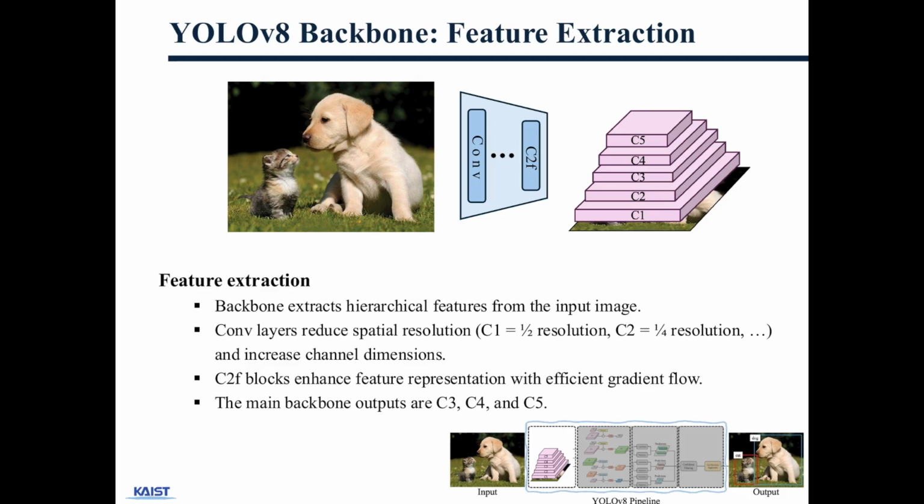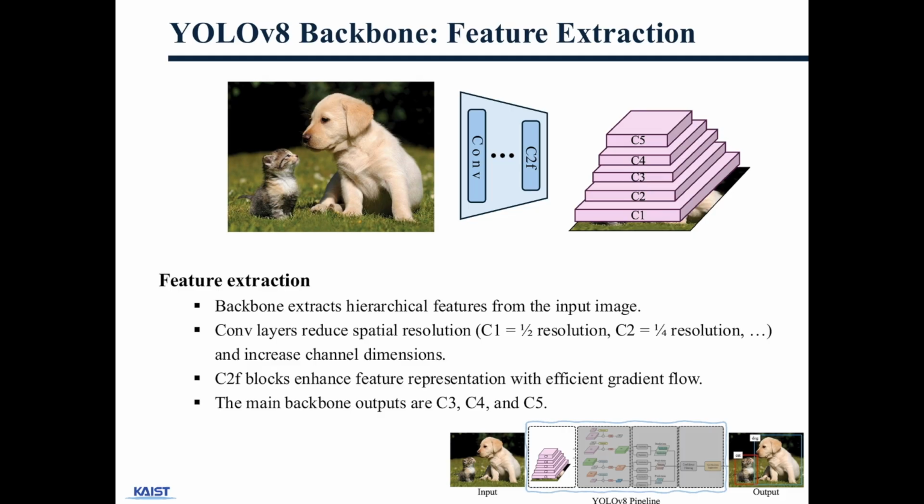In the early layers, convolutional operations capture local patterns, such as edges and simple textures. As we go deeper into the network, the spatial resolution becomes smaller, but the channel dimension becomes larger. This means that the model keeps less detailed spatial information, but stores richer semantic information in each feature location.